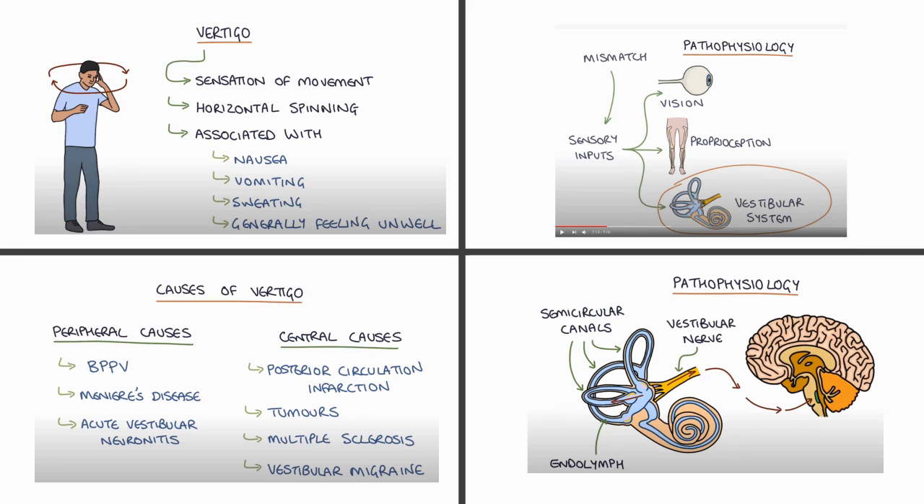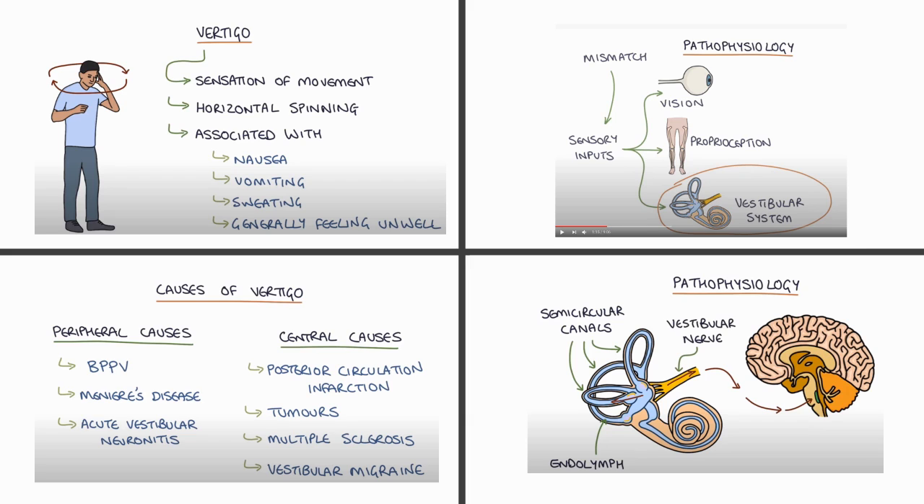So here this gives you maybe an easier to understand overview. Vertigo is the sensation of movement, a horizontal spinning sensation, and is associated with nausea, vomiting, sweating, and generally feeling unwell. The causes, we've discussed many of them. The peripheral causes: BPPV, Meniere's disease, and acute vestibular neuronitis. Central causes are posterior circulation infarctions, tumors, multiple sclerosis, or vestibular migraine.